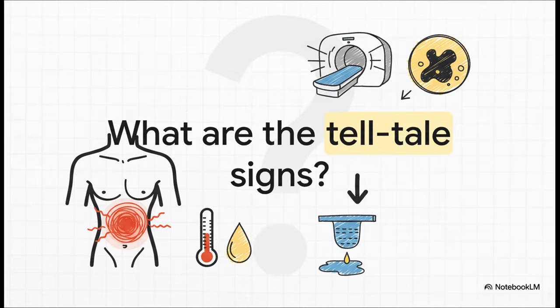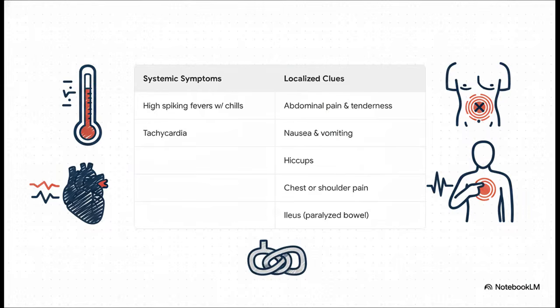All right, so let's say we have a patient who fits the risk profile. What are the actual clues a doctor is searching for during an exam? What are those telltale signs? And these clues, they really fall into two buckets. First, you've got what we call systemic symptoms. These are signs that the entire body is fighting a huge infection. We're talking high, spiking fevers, chills, a heart that's racing.